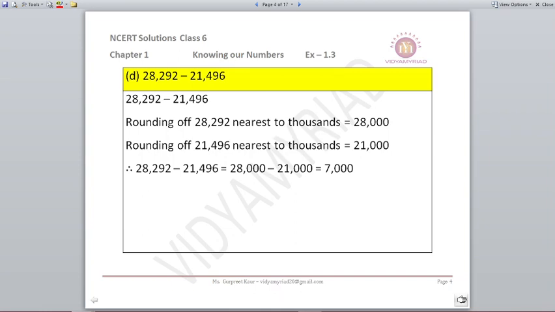Next, 28292 minus 21496. So let us convert it to the nearest 1000. So 28,000 and 21,000 it will become. Why? Because in 28,292, 292 is less than 500, so I will use 28,000. In 21496, 496 is again less than 500, so I will take 21,000. So 28,000 minus 21,000 gives me 7,000.